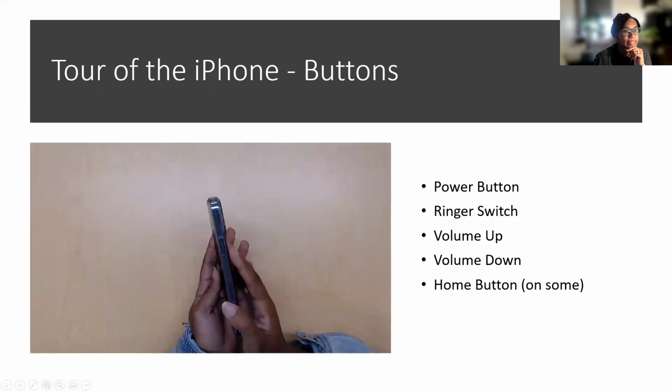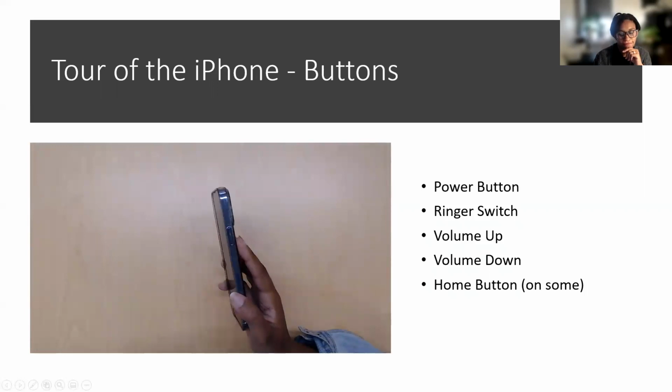So here on the right side of the phone, we have the power button. And that button has a lot of functions. You can wake your phone up, so turn the screen on. You can turn the screen off. You can accept and decline calls.